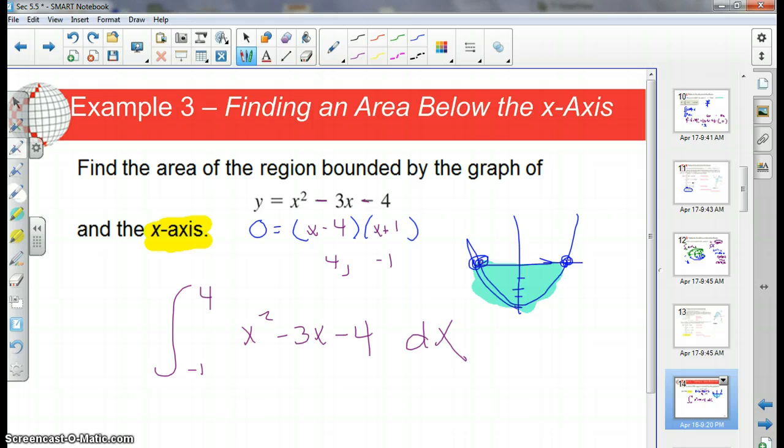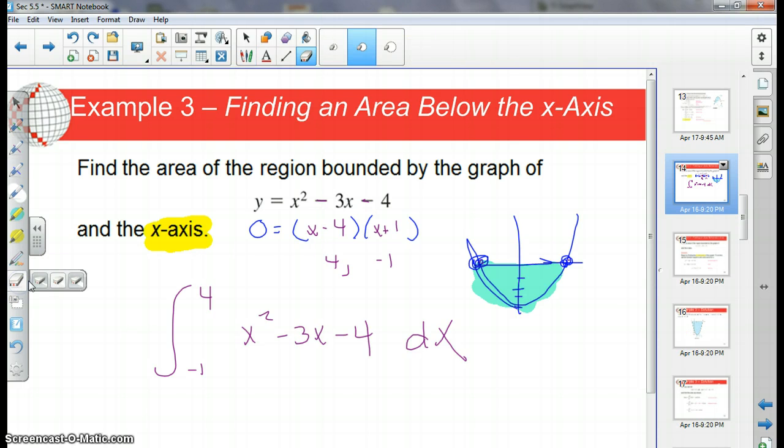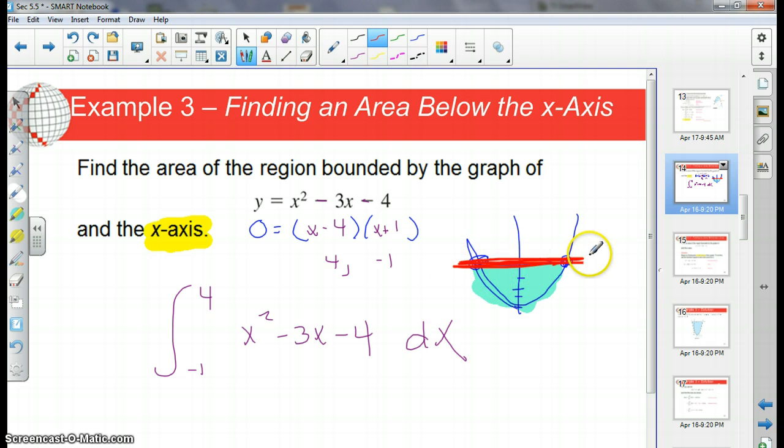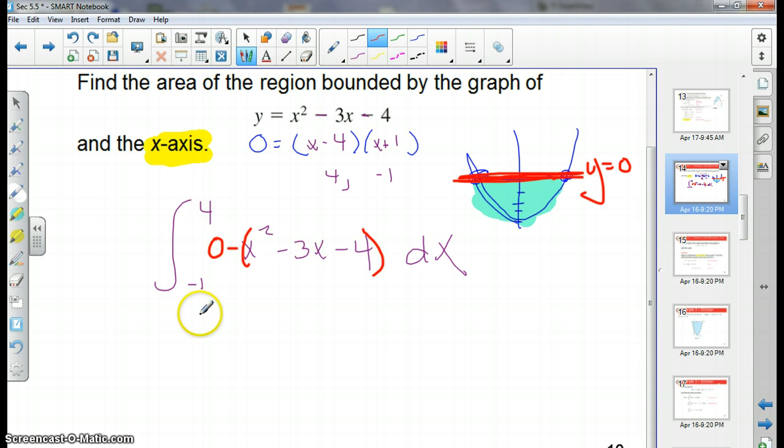Technically, I should be writing it. And I don't want to forget my definition that I'm learning today. I want to do the upper function minus the lower function. It looks like the upper function is the x-axis. So I really should modify this a little bit. The equation of the x-axis is actually y equals 0. So I really should be doing 0, the upper function, minus the lower function. And so now that changes my integration just a little bit. Now I'm integrating from -1 to 4 of negative x squared plus 3x plus 4.